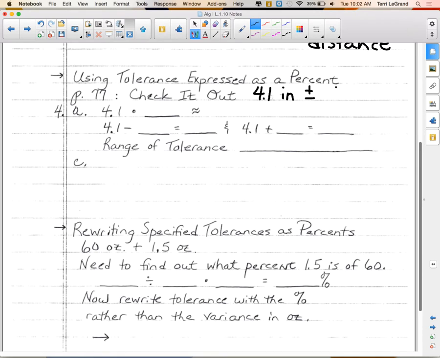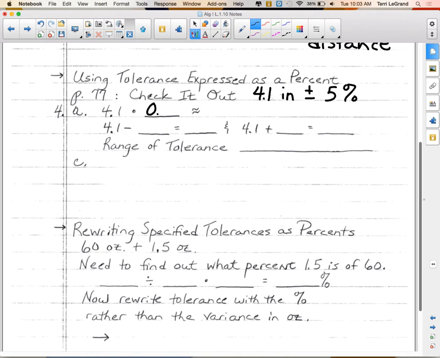Plus or minus 5%. That's the one that we're going to express using tolerance expressed as a percent. We're going to show what that range is. You know, 5% really doesn't mean a whole lot to us, but we do know that their tolerance is 5%. So 4.1 times, we have to find out what 5% of 4.1 inches is. So what is 5% as a decimal?